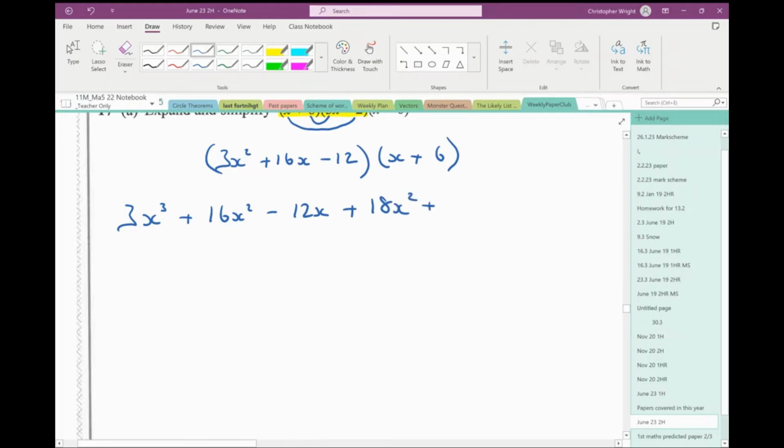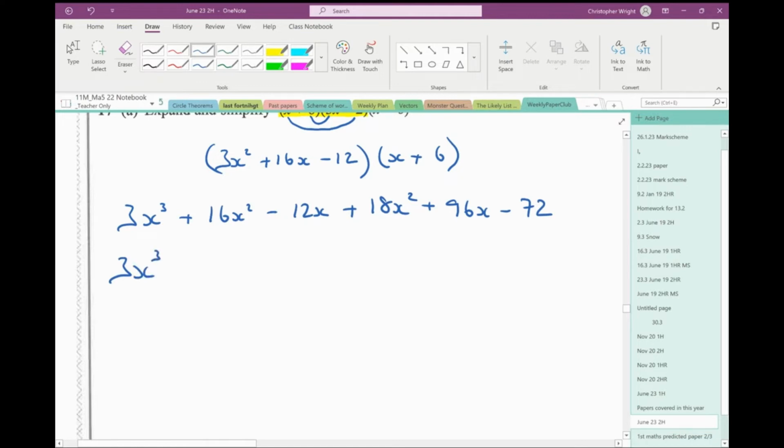6 16s, could have worked it out in my head by now. 6 16s, 96. 6 12s, 72. Okay, going to simplify this now.